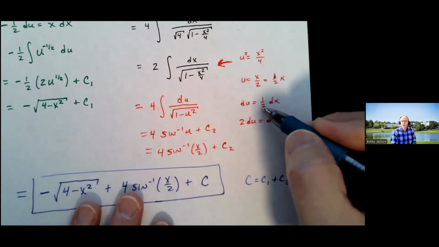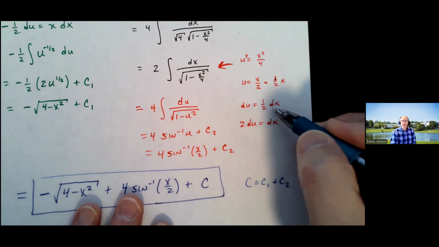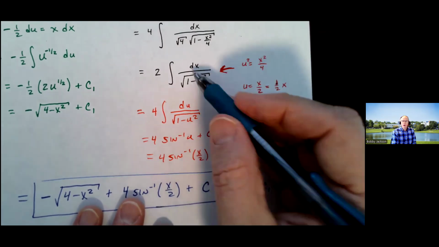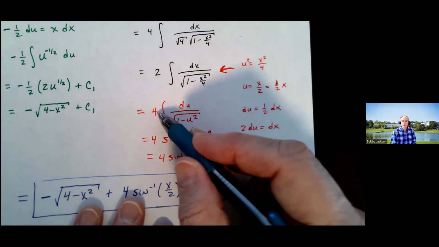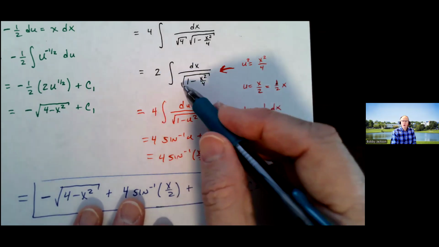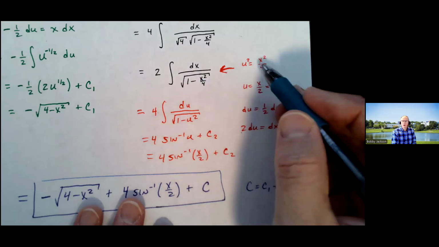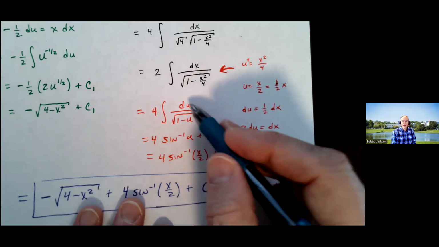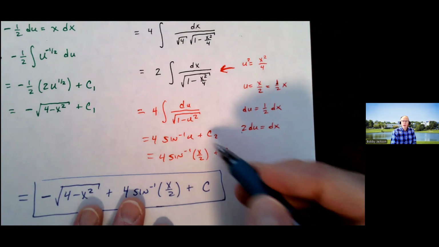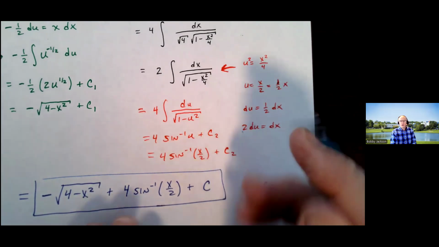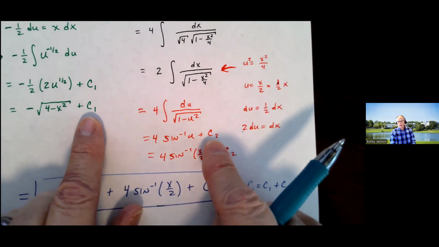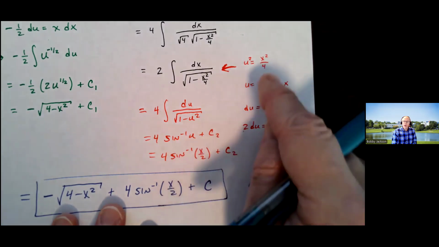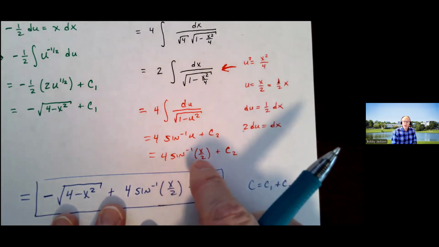The derivative of 1/2 x is 1/2, so du is 1/2 dx. And multiplying both sides by 2 gives me dx is 2 du. So I'll replace dx with 2 du. The 2 can come out. 2 times 2 gives me 4 over what? Square root of 1 minus x squared over 4 is u squared. This is the integral that evaluates, right, as the arcsine function or sine inverse. Here's my constant. I'm calling it C2. And I just did that to simply state that these constants can be different. Replace u with x over 2, and we have 4 sine inverse of x over 2.